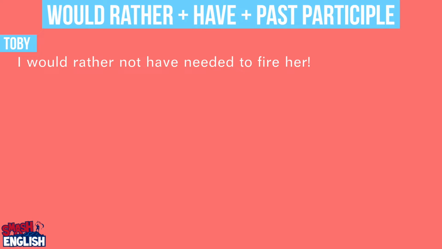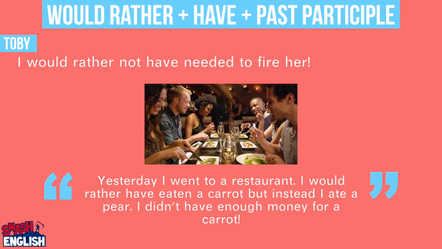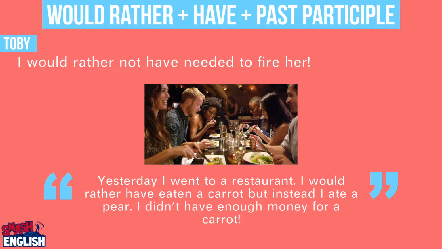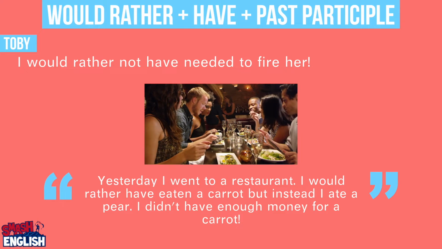This here does not mean Toby regrets firing Monica. Instead, it means he had a past preference to not fire her. Toby is telling us how he felt in a past moment, not how he feels now. Yesterday, I went to a restaurant. I would rather have eaten a carrot, but instead I ate a pear. I didn't have enough money for a carrot.